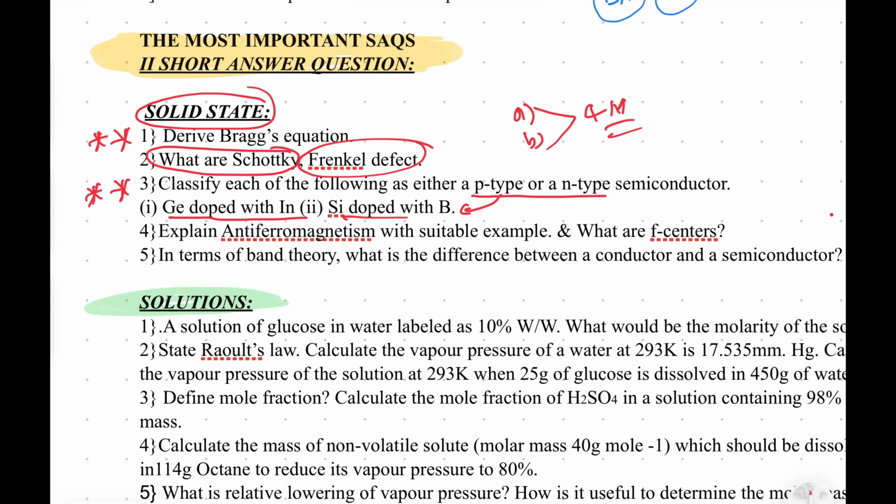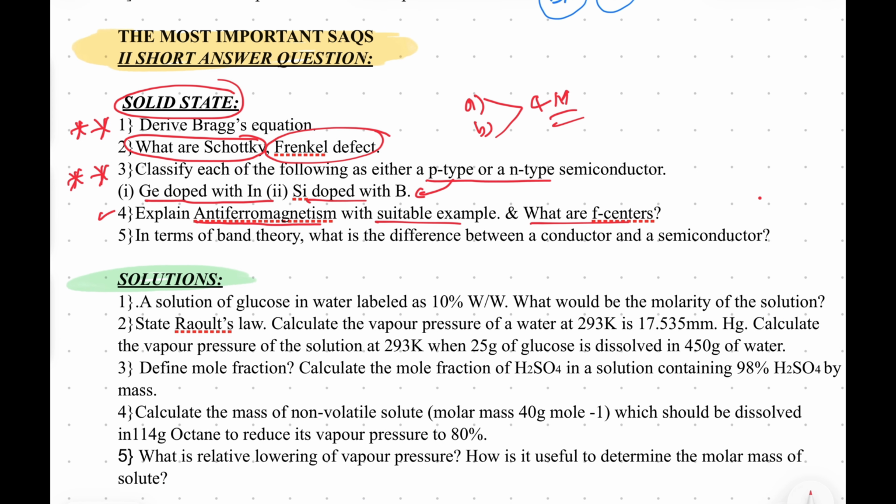N type and P type, example this one. These two are examples: germanium with indium, silicon with boron. Okay. So that is here P type and N type semiconductors. See, previously I gave anti-ferromagnetism with suitable examples, and what are epicenters? The combination of 2 VSQs they are asking, but very rarely this question will be asked.